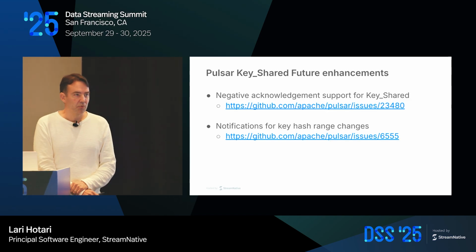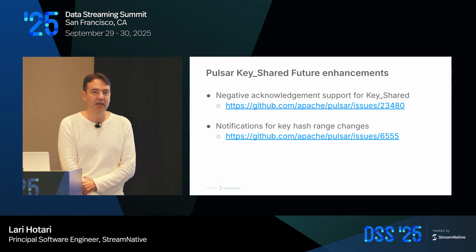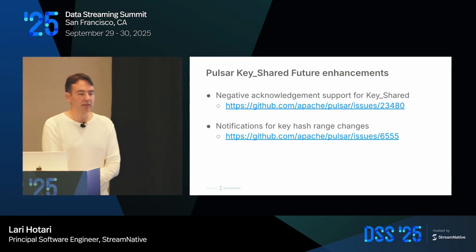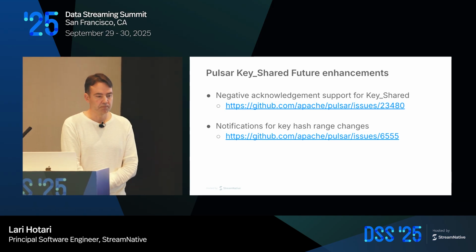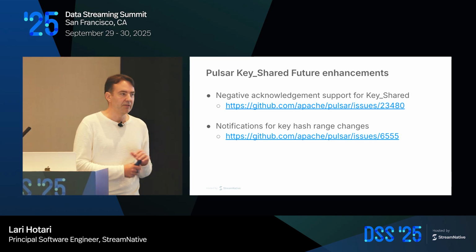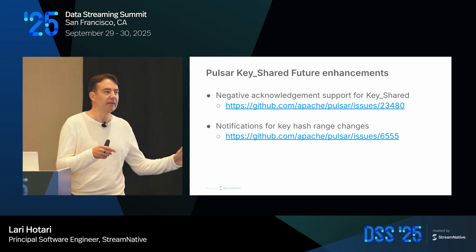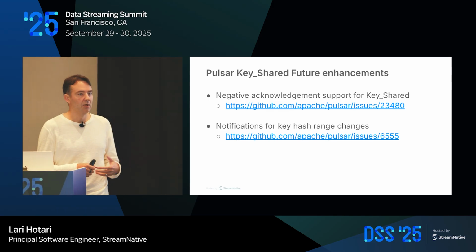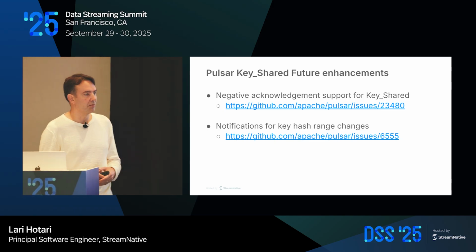And some of the future improvements that have been discussed for quite a while are negative acknowledgement support for key shared. That would be an improvement on the failure handling side, and then having notifications for key hash range changes. That's important in the case that a key gets assigned to another consumer, and the previous consumer might have, let's say, a local cache, and it would like to remove those entries from the cache to save resources or something like that.